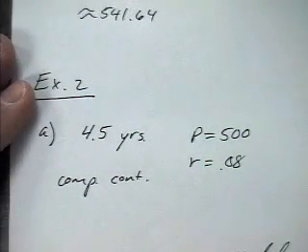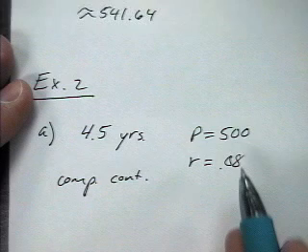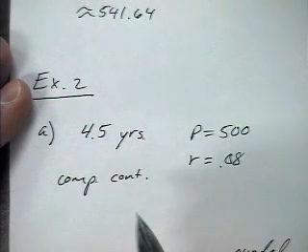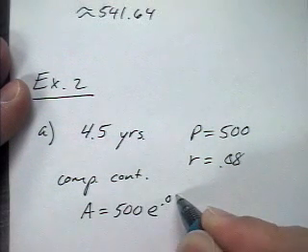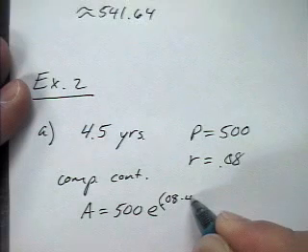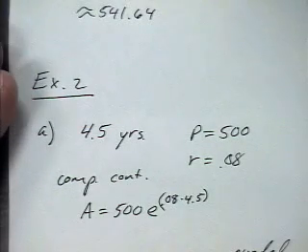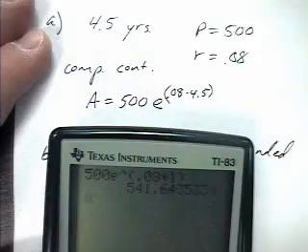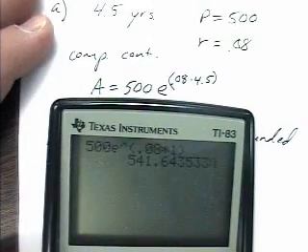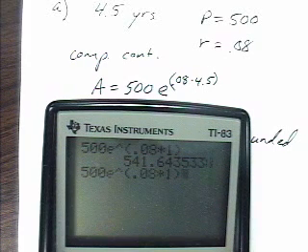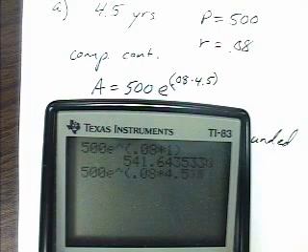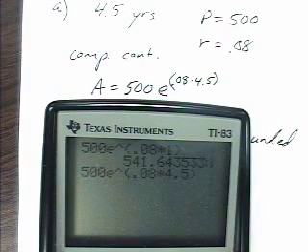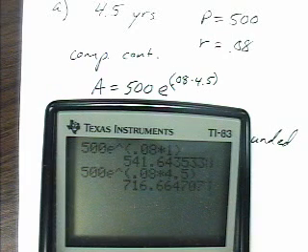Example 2. Compounded continuously 4.5 years, same values for principal and interest rate. Well, it's not like this problem is changing dramatically, but you do have the additional exponent there to worry about. So, if you know how to operate your calculator, you can use the second enter feature, which brings up the previous instruction. We're going to go back to the 1, which is the year that we previously had, and change it to a 4.5. Then we can hit enter and find out that there's $716.66.